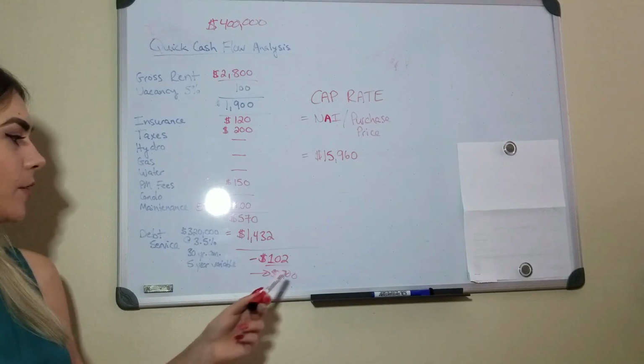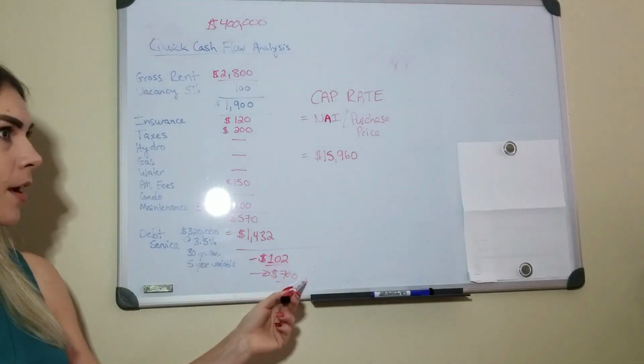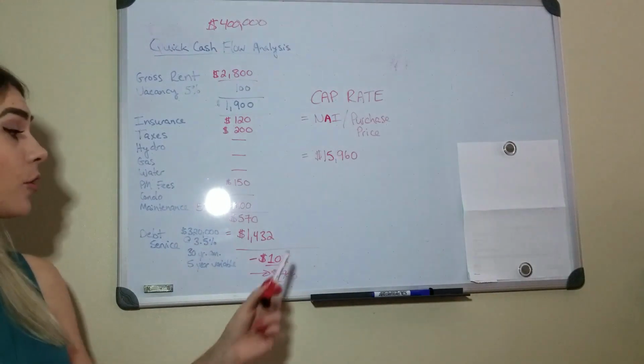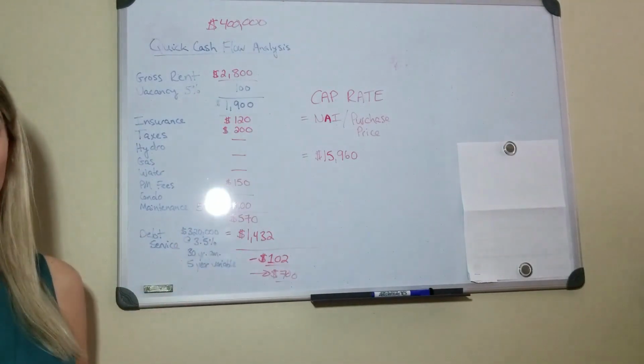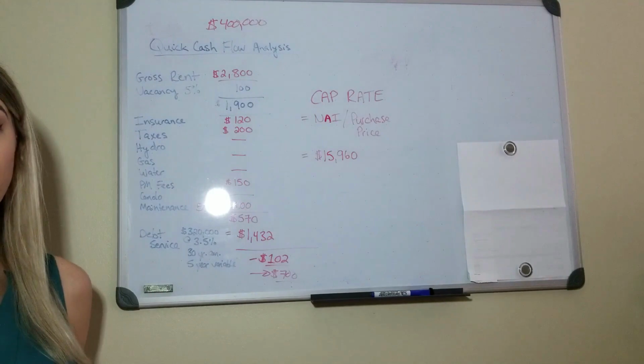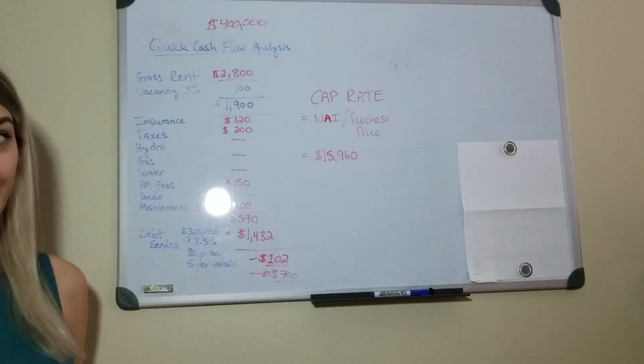So it's important to understand, are you a forced appreciation type of investor, or are you turnkey? If, for example, this was turnkey and you're at negative 102, do not take this property. I wouldn't even give it a second glance.